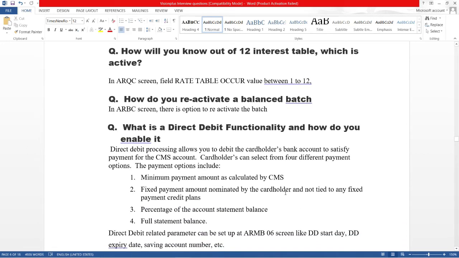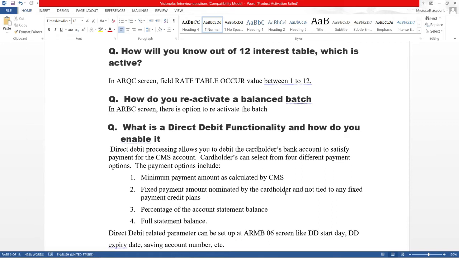So another question in this series is how will you know out of 12 interest tables which is active here? So we have to say in the AR QC screen, the field rate table occur indicates which one is active, with a value of 1 to 12. Suppose the value is 5, it means out of 12, interest rate table 5 is the active one.